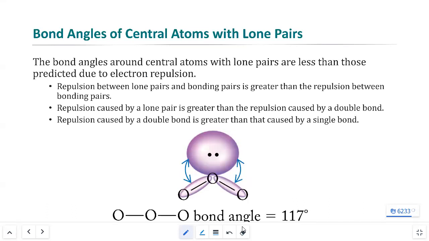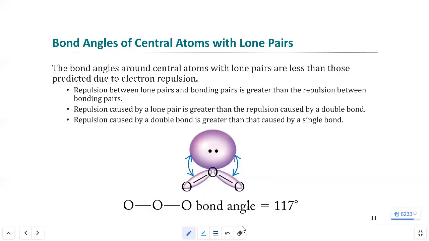So in the case of ozone, the difference was 3 degrees. The bond angle in ozone is 117.